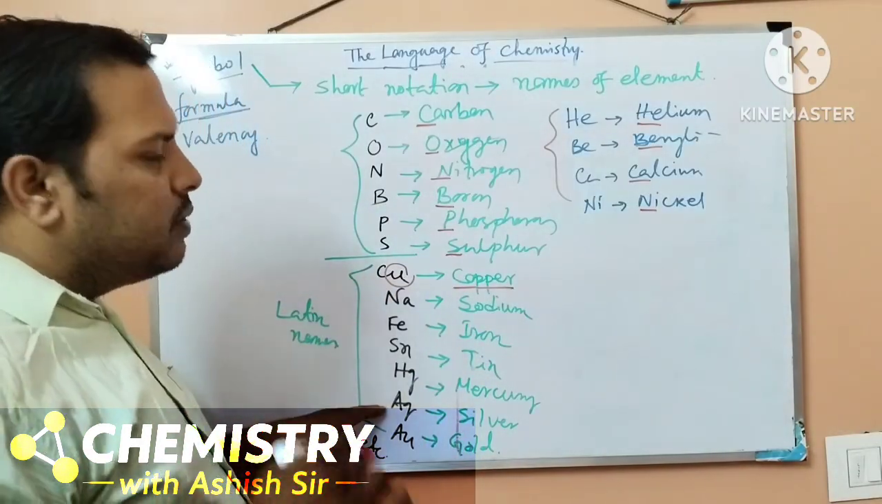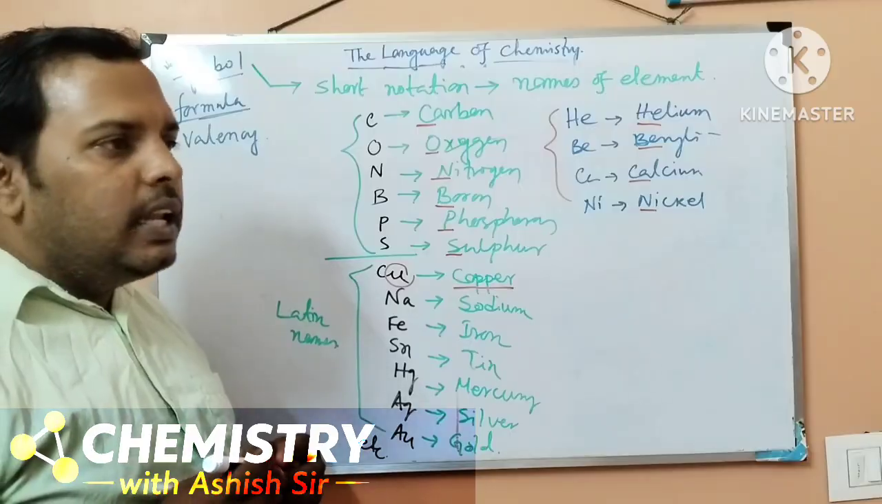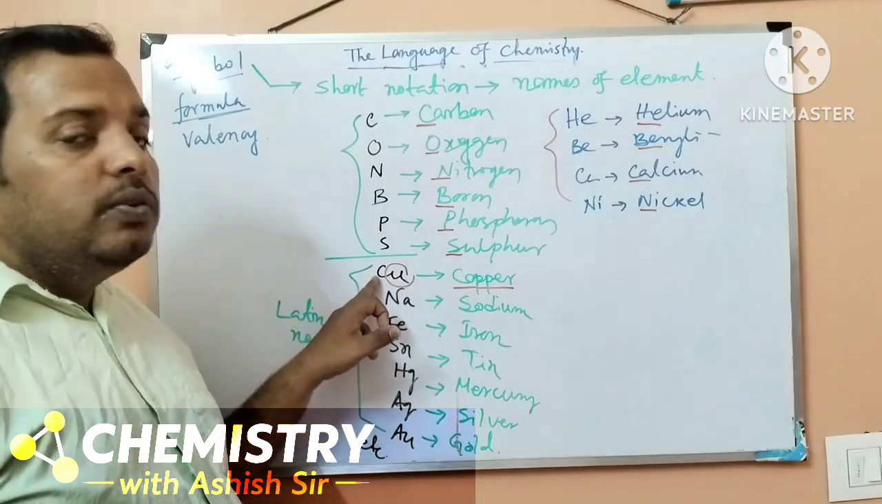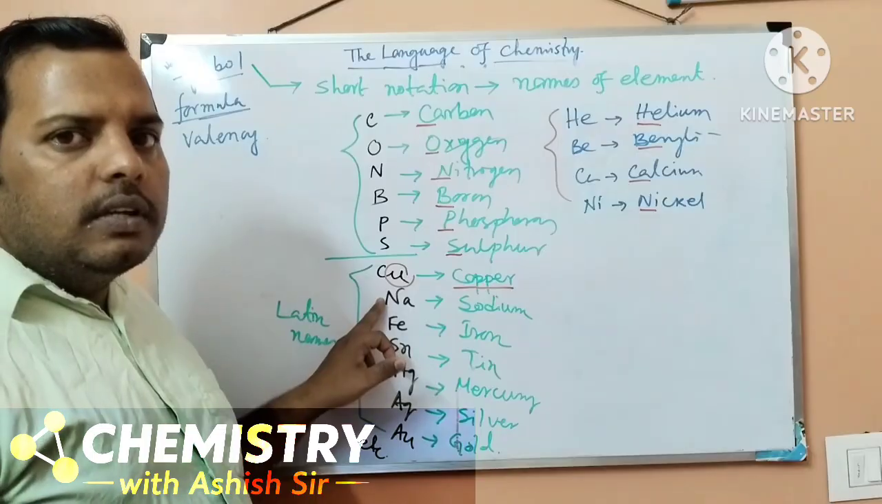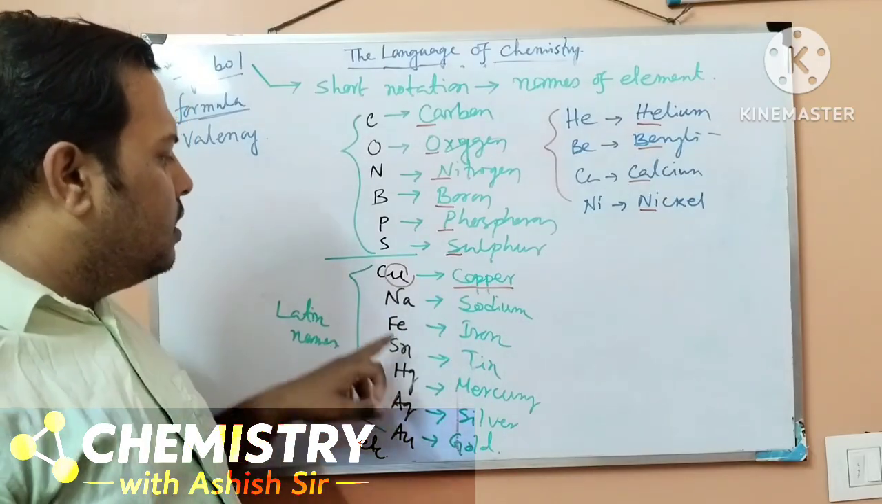These names are coming from their Latin name. So you have to remember the Latin name of this particular element. Cu, copper, the Latin name is cuprum. Na, Latin name is natrium, sodium.